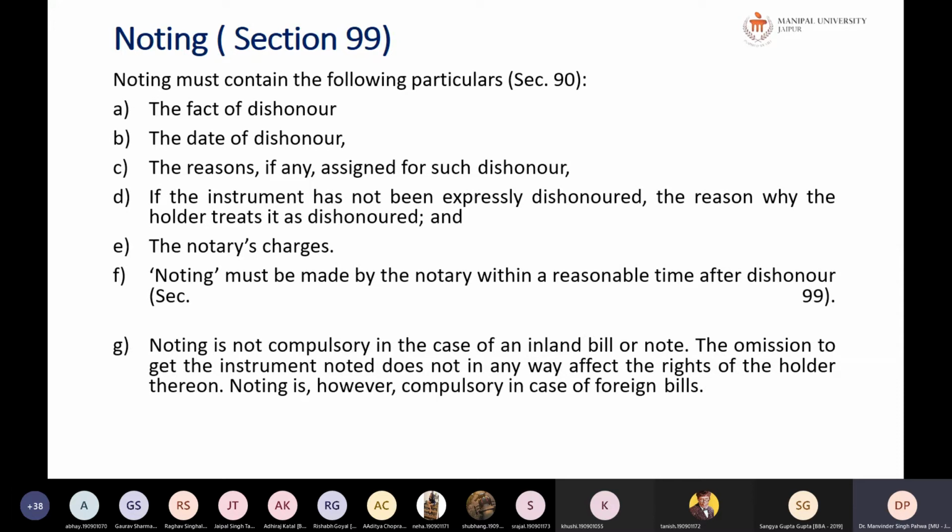Noting is not compulsory in case of an inland bill, but in case of a foreign bill, it is a must. The omission to get the instrument noted does not in any way affect the rights of the holder thereon. Noting is, however, compulsory in foreign bills, but it will not affect the right. But when you are going to create evidence, then it will be helpful.